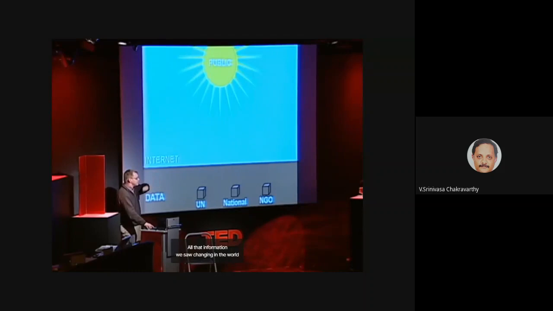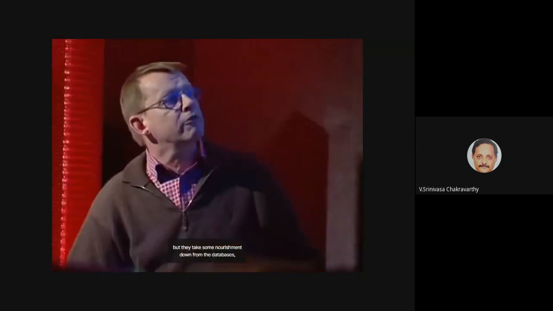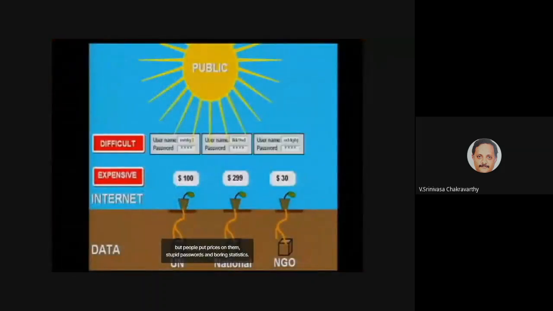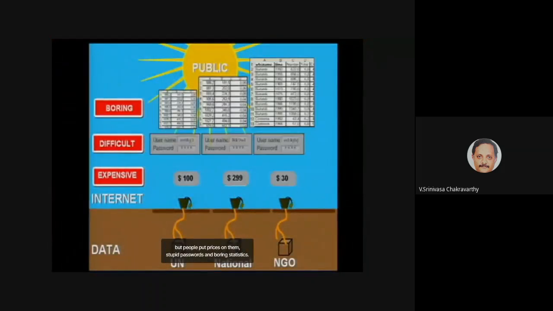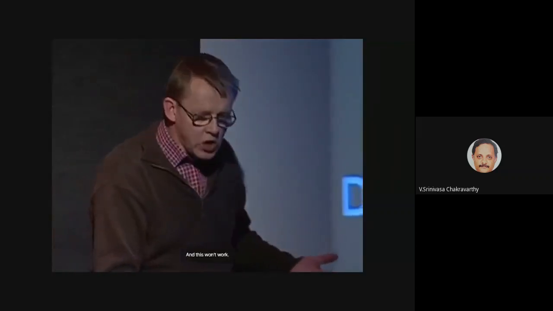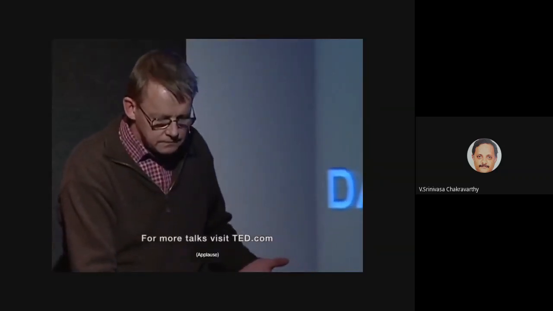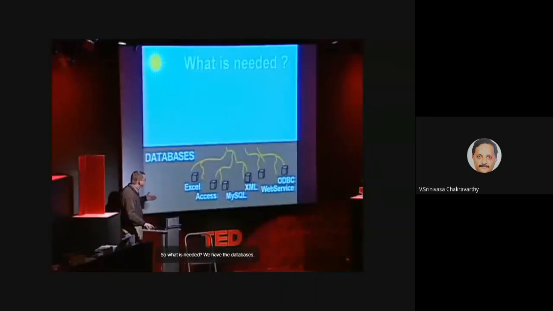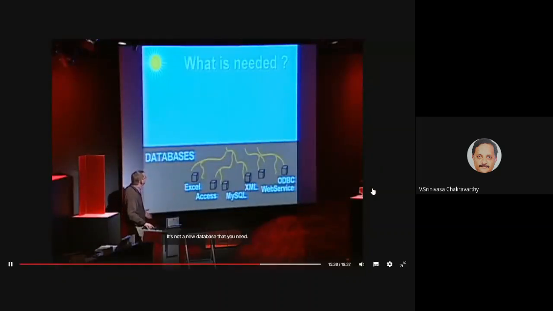All that information we saw changing in the world does not include publicly funded statistics. There are some web pages like this, but they take some nourishment down from the databases, but people put prices on them, stupid passwords and boring statistics. And this won't work. So what is needed? We have the databases. It's not a new database you need. We have wonderful design tools, and more are added up here.